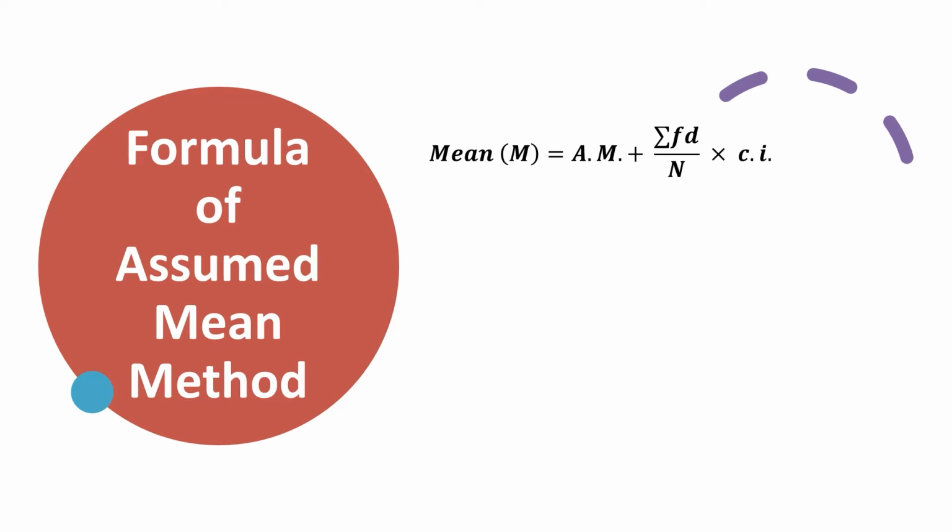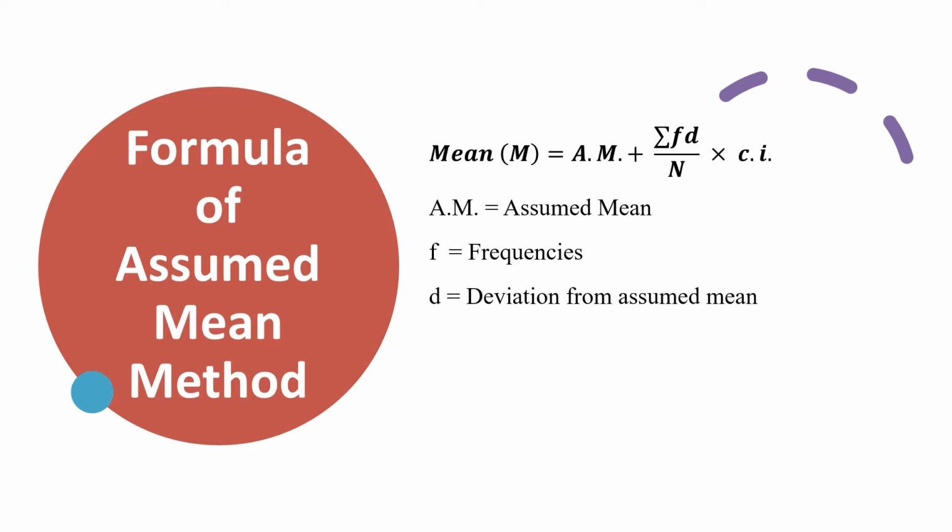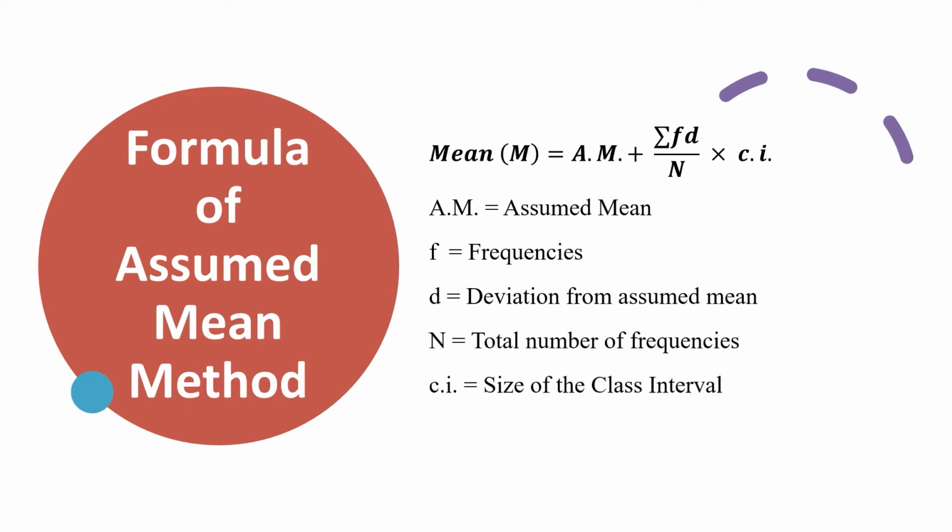M is equal to AM plus summation of fd, summation of frequency into deviations, divided by n, where n is the total number of cases, into Ci. Ci is the class interval. So AM is the assumed mean, f is frequency, d is the deviation from the assumed mean. I will tell you further how you will calculate deviation. Then n is the total number of frequencies and Ci is the size of the class interval.